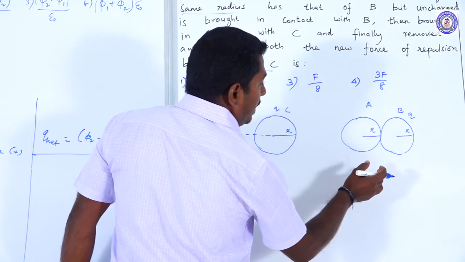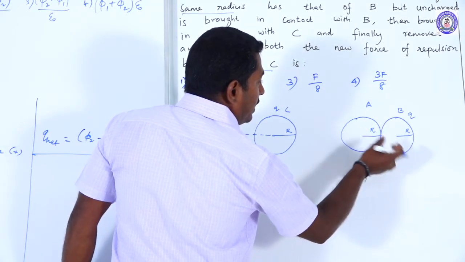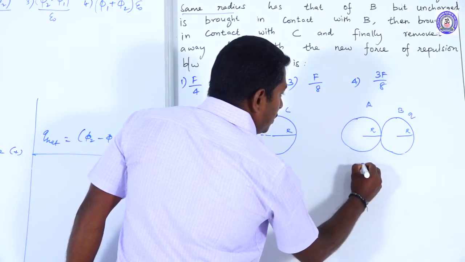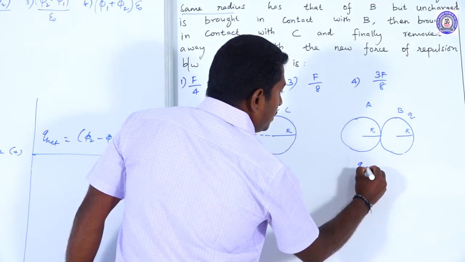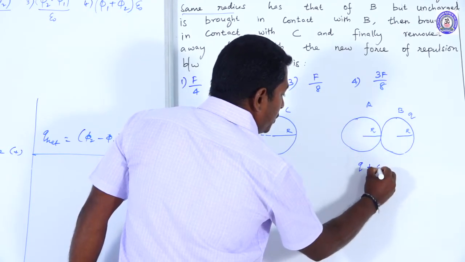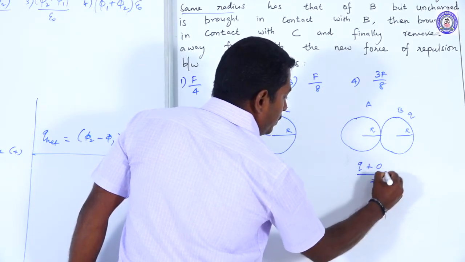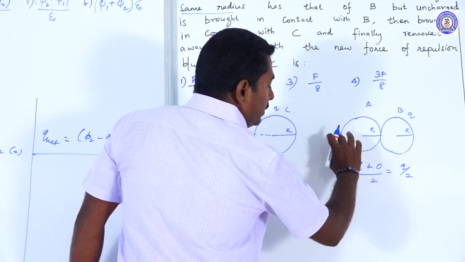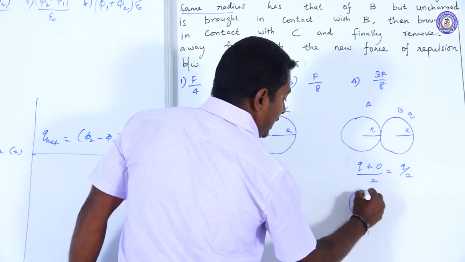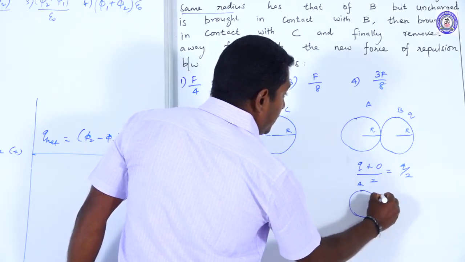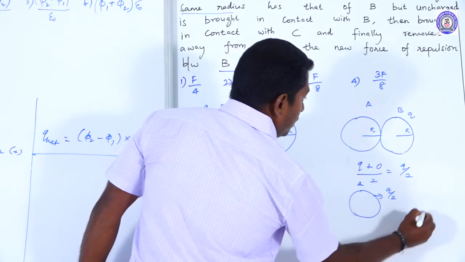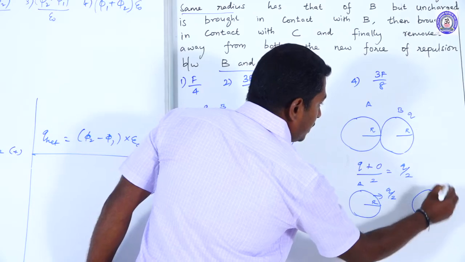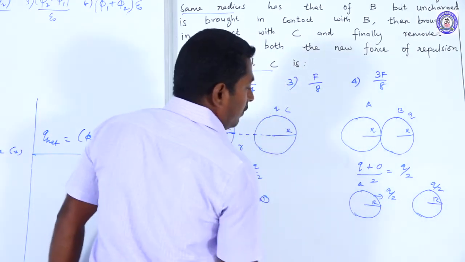After distribution of charges, what is the final charge of both spherical conductors? B spherical conductor has a charge Q, A spherical conductor has no charge, so each gets Q divided by 2. So after distribution of charges, A spherical conductor possesses a charge Q divided by 2, and B spherical conductor has a charge Q divided by 2.